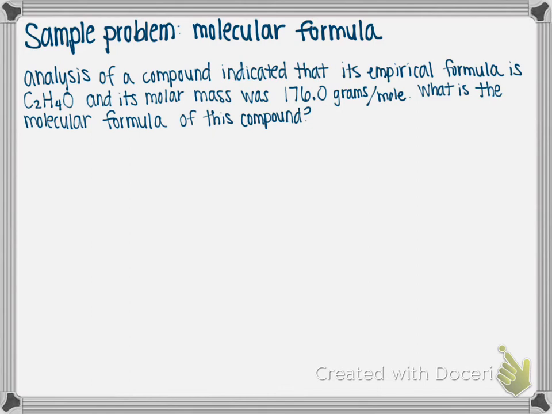Alright, so a sample problem for finding the molecular formula. The problem says the analysis of a compound indicated that its empirical formula is C2H4O and its molar mass was 176.0 grams per mole. What is the molecular formula of this compound? So it gives you the simplest ratio, which is important. It gives you the molar mass, and you have to figure out the molecular formula, so the actual ratio. So first thing we need to do is look at the empirical formula, that's C2H4O.